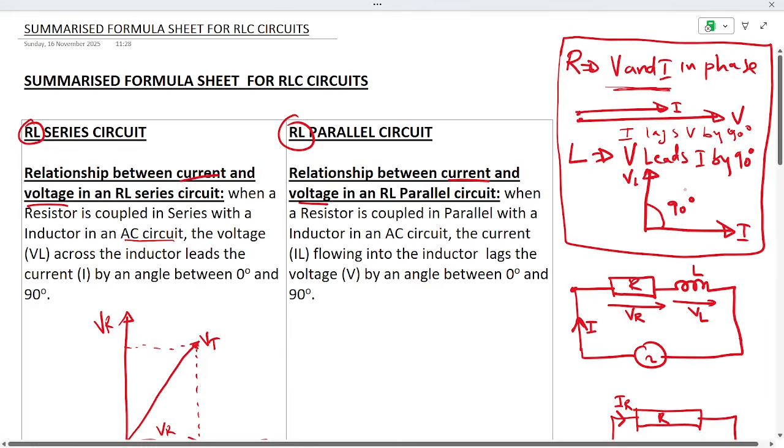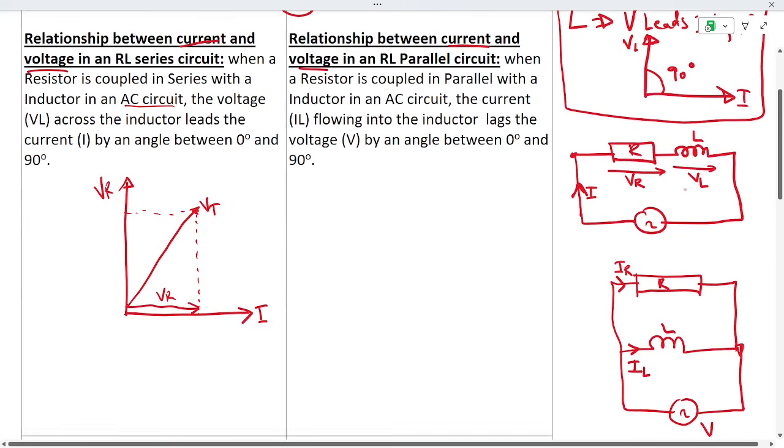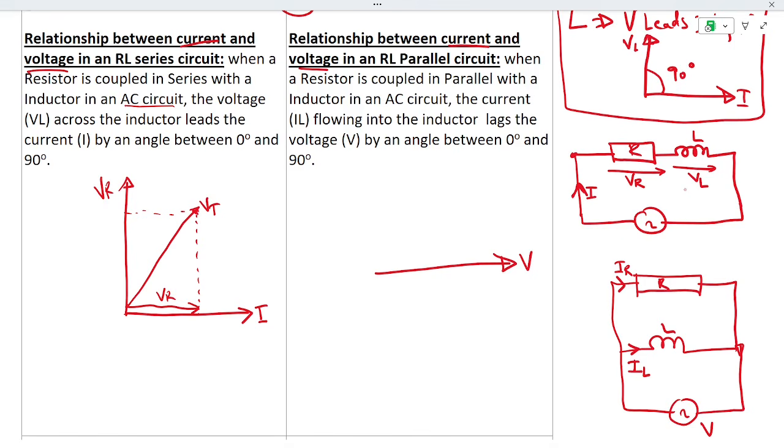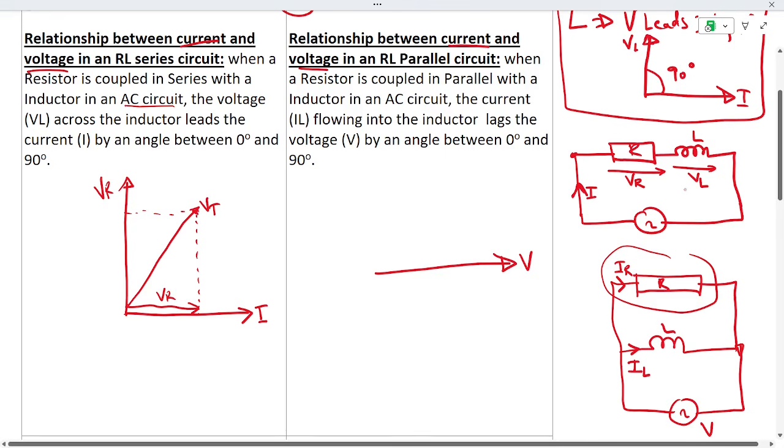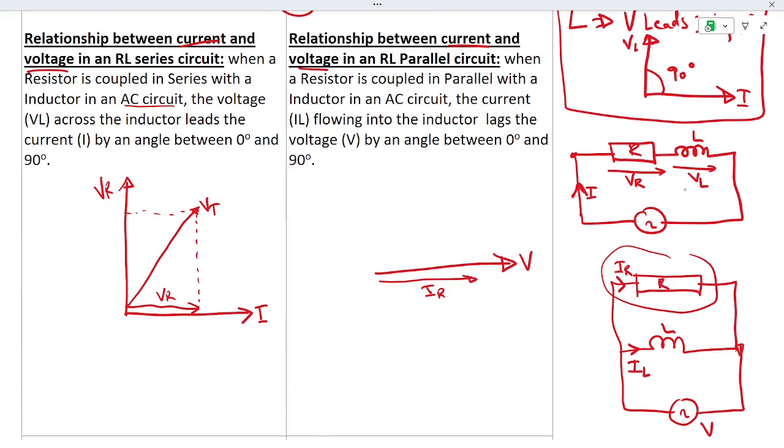So the current is lagging, so we have to draw this phasor diagram. It's much easier because what is our point of reference? It's the voltage, because the voltage is the only thing that does not change in the circuit. The voltage is our point of reference. How is the current of the resistor versus the voltage? They are in phase, so I'm going to draw it there. That's IR. How is the current of the inductor versus the voltage? It's lagging. It's going to point down there. That's IL.